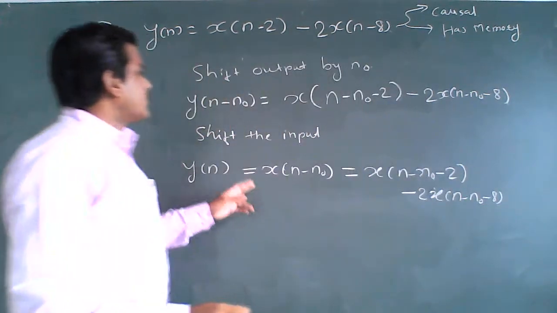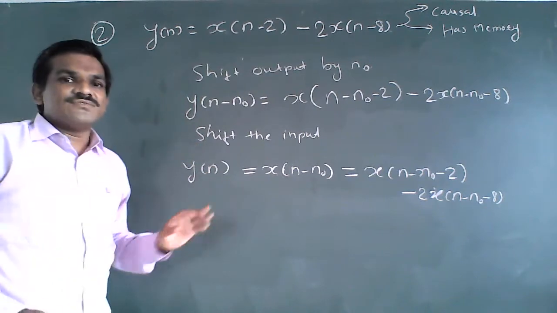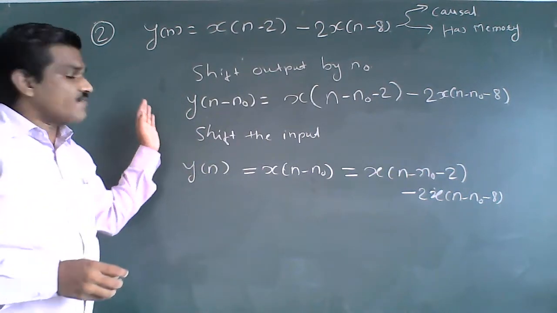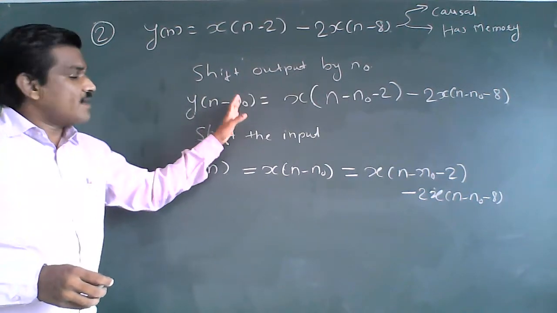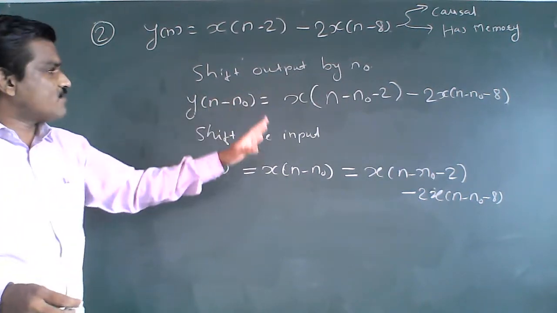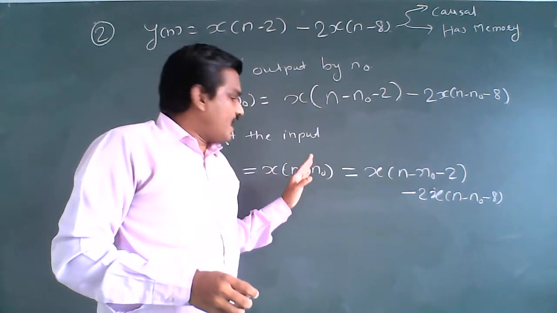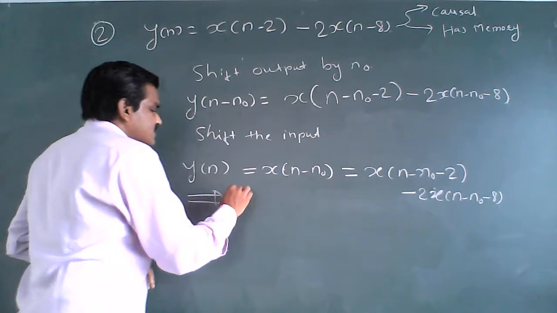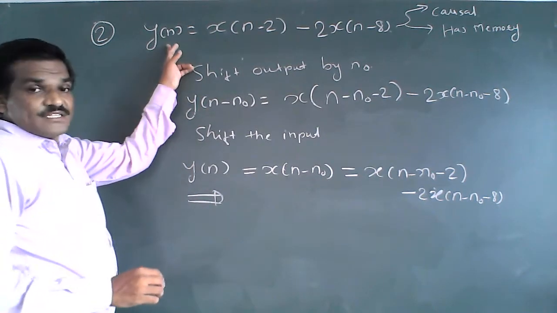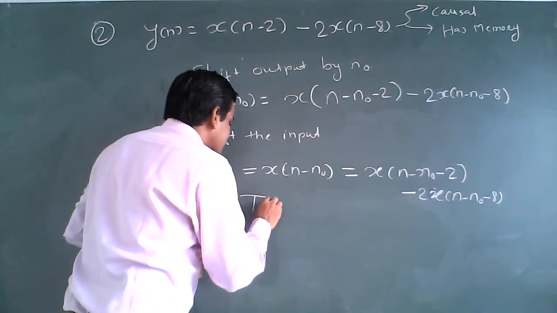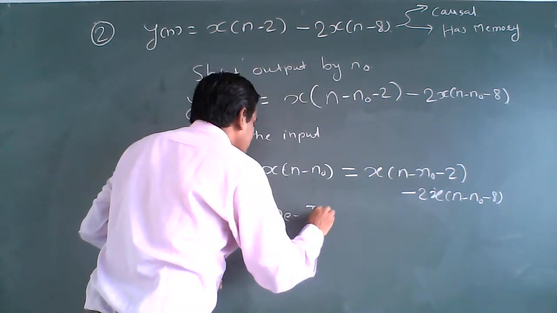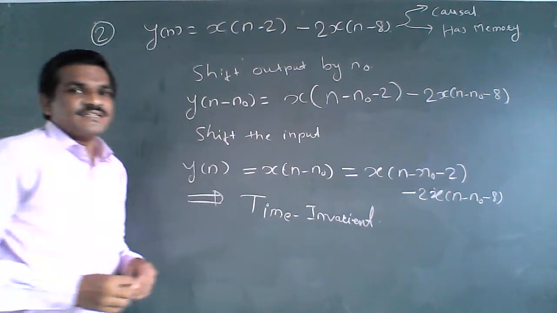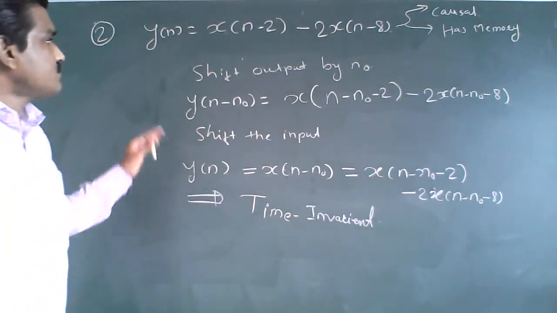When we look at these two equations, it is very clear that when we shift by n0 at the output, there is a corresponding shift at the input. So this implies that this particular system is a time invariant system. Okay, so you understood.